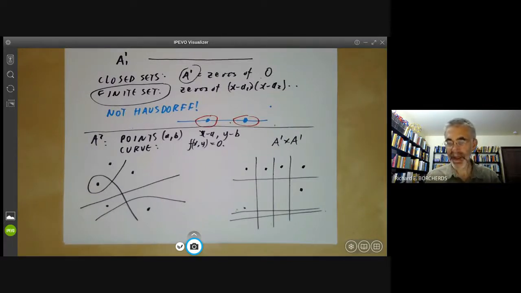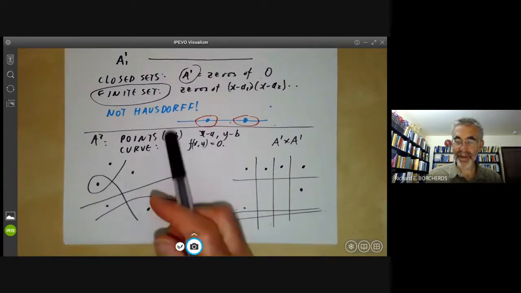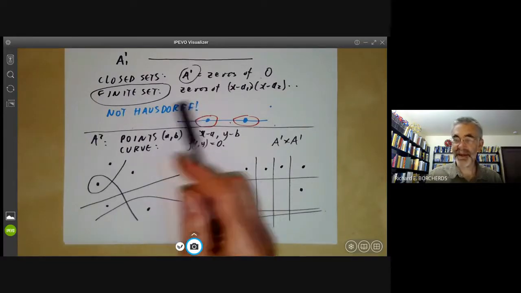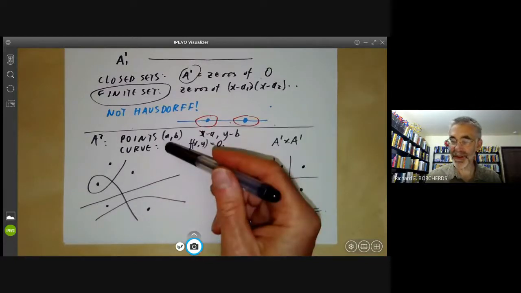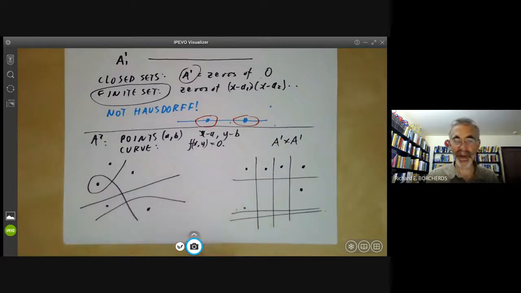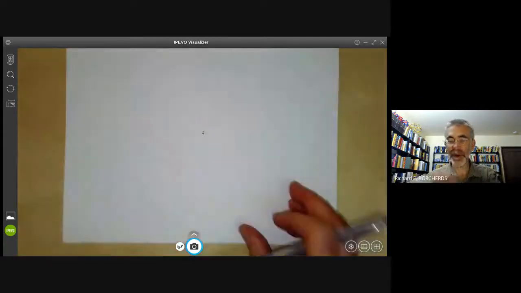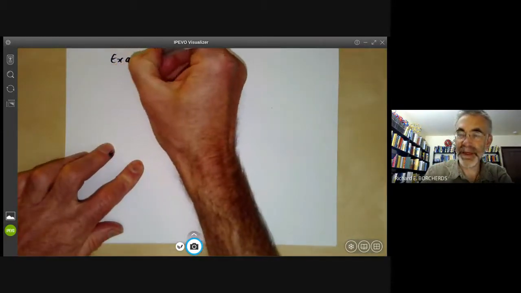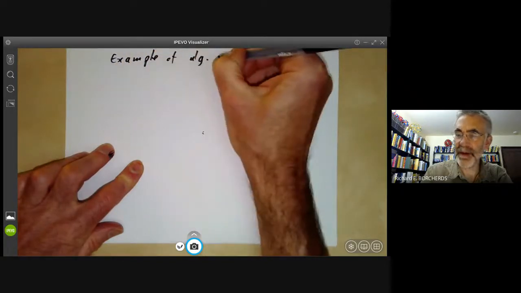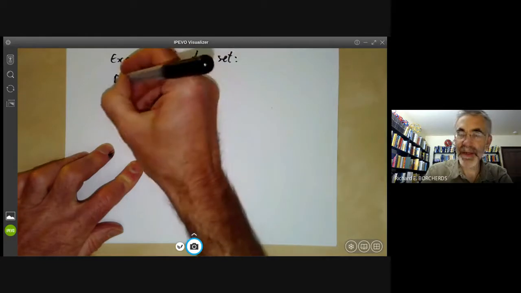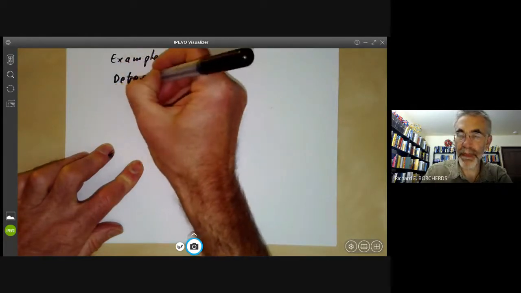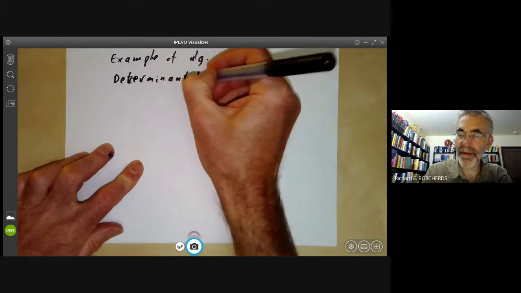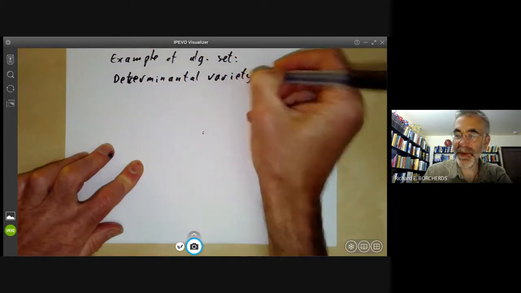So in higher dimensions, algebraic sets look like this, only more so. So we get points and we get one-dimensional curves and we get two-dimensional varieties and we get hypersurfaces and so on. I'll just finish by giving you one slightly more exotic example of an algebraic set. It's called a determinantal variety, for a reason that will be pretty obvious in a moment.